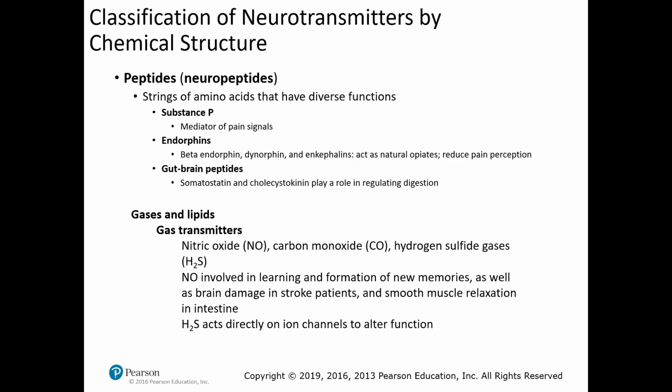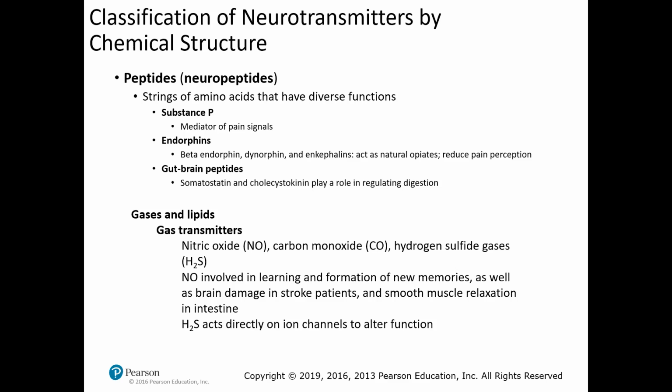And we have these gut-brain peptides, somatostatin and cholecystokinin. Cholecystokinin is released to trigger the discharge, or the delivery, of bile from the gallbladder into the small intestine to chop up fat so we can process it. Cholecystokinin is the trigger for the release of bile.